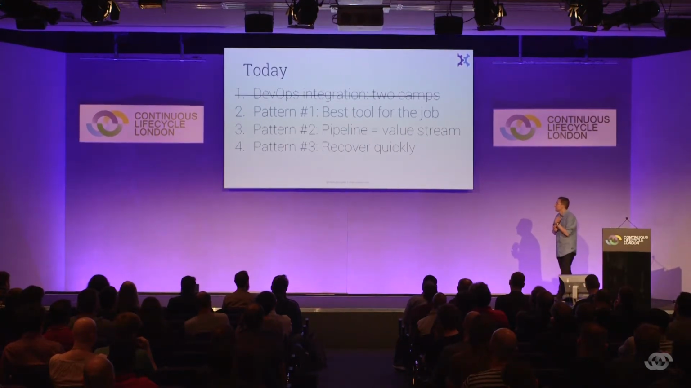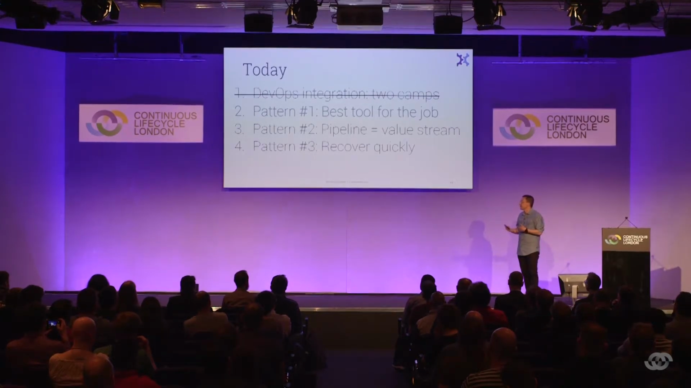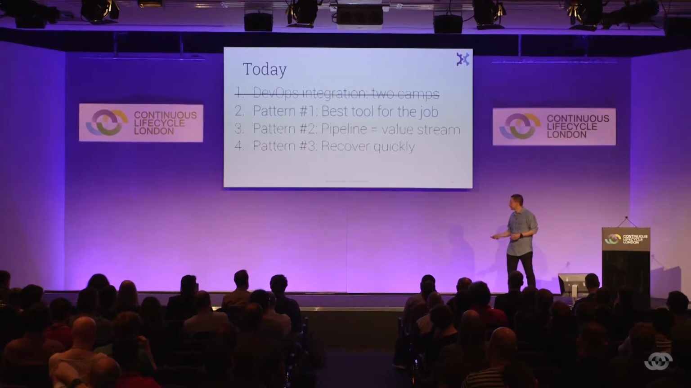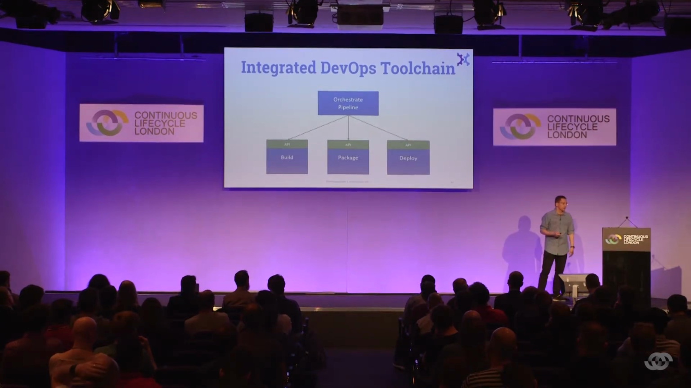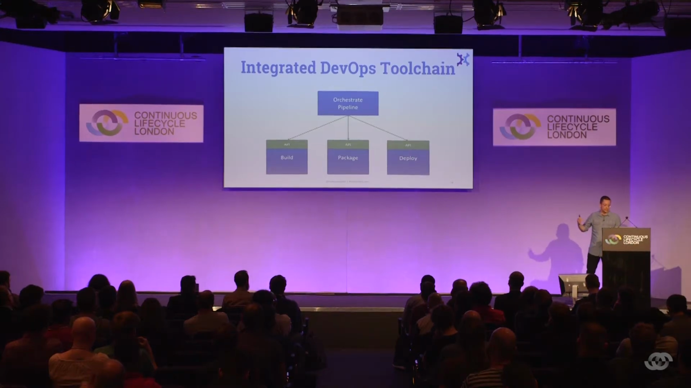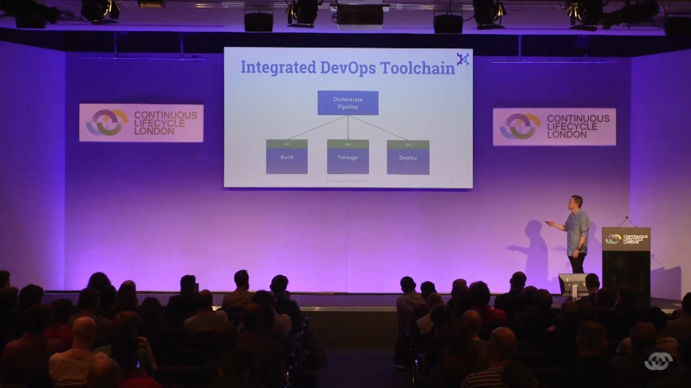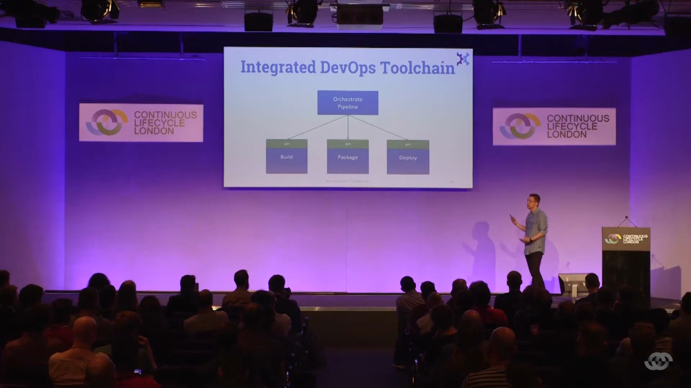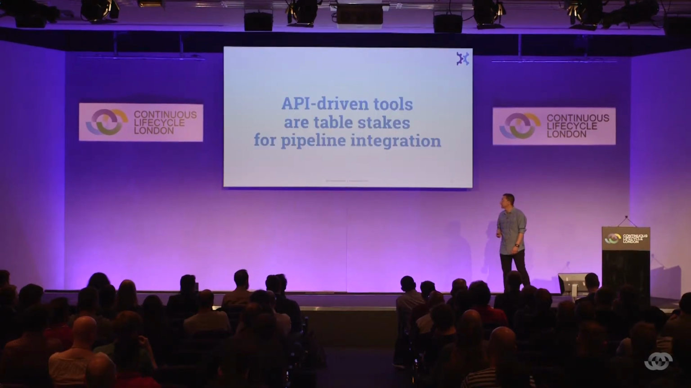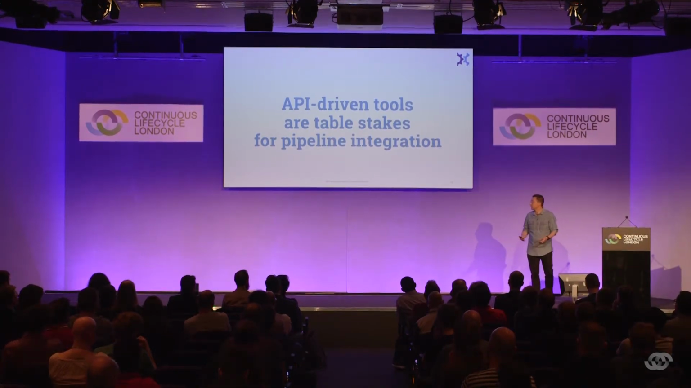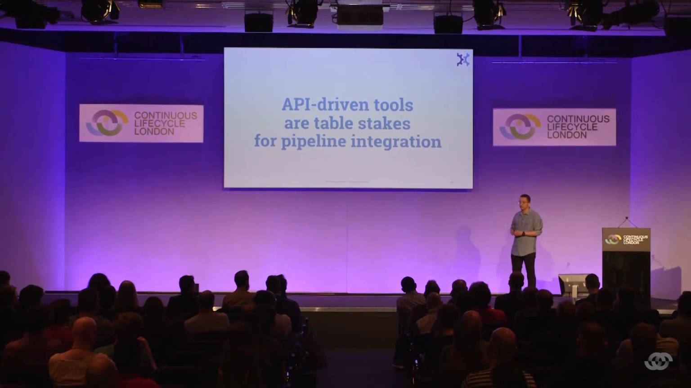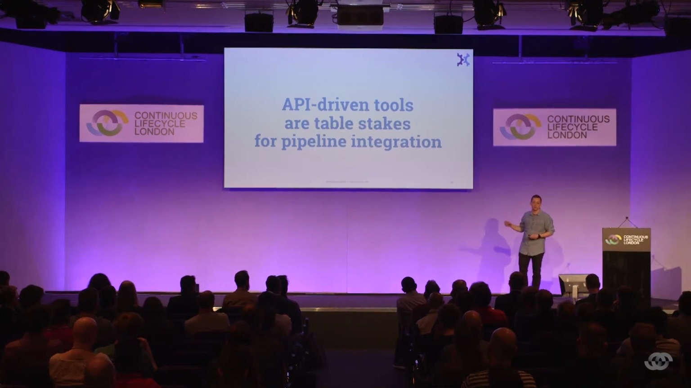So let's start with the pattern of picking the best tool for the job. It's nothing really new, it's common sense, but how can we actually think about this? With an integrated tool chain where we pick different tools for different jobs, typically those single purpose tools have an API, and really nowadays that's table stakes for having a good pipeline integration to be able to use the tool's APIs to execute what we need.